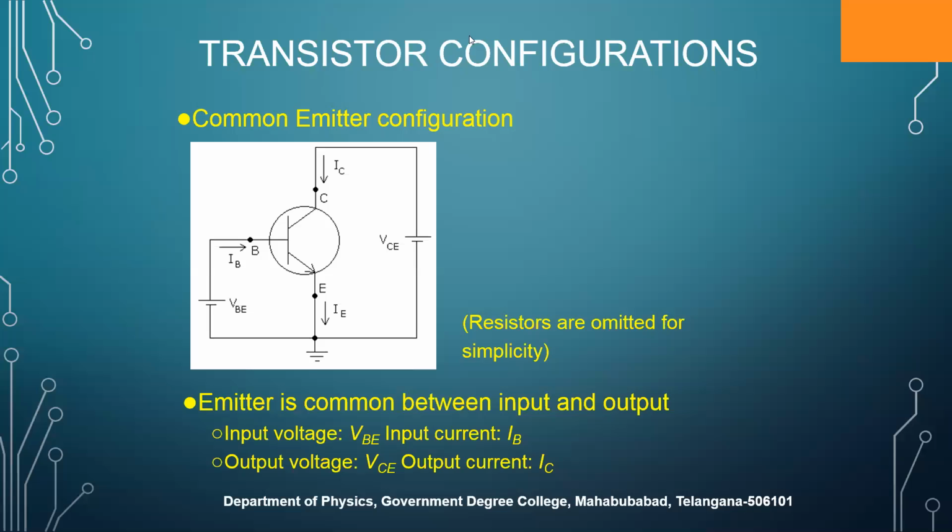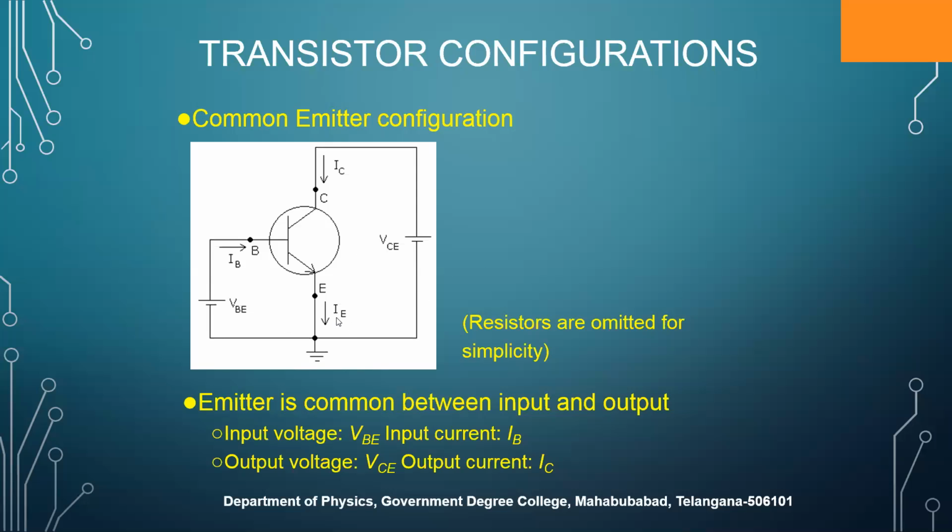Now let us come to the transistor's other configuration, that is common emitter configuration. In common emitter configuration, the emitter is common between input and output circuits. Here emitter is common. This junction should be always forward biased. This junction should be always reverse biased.